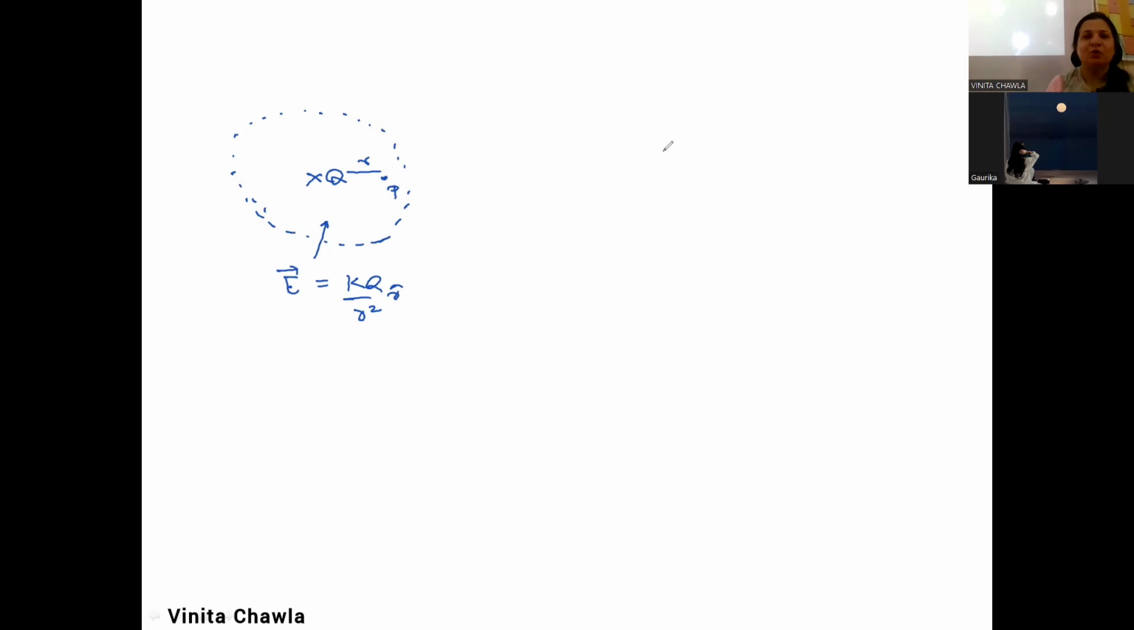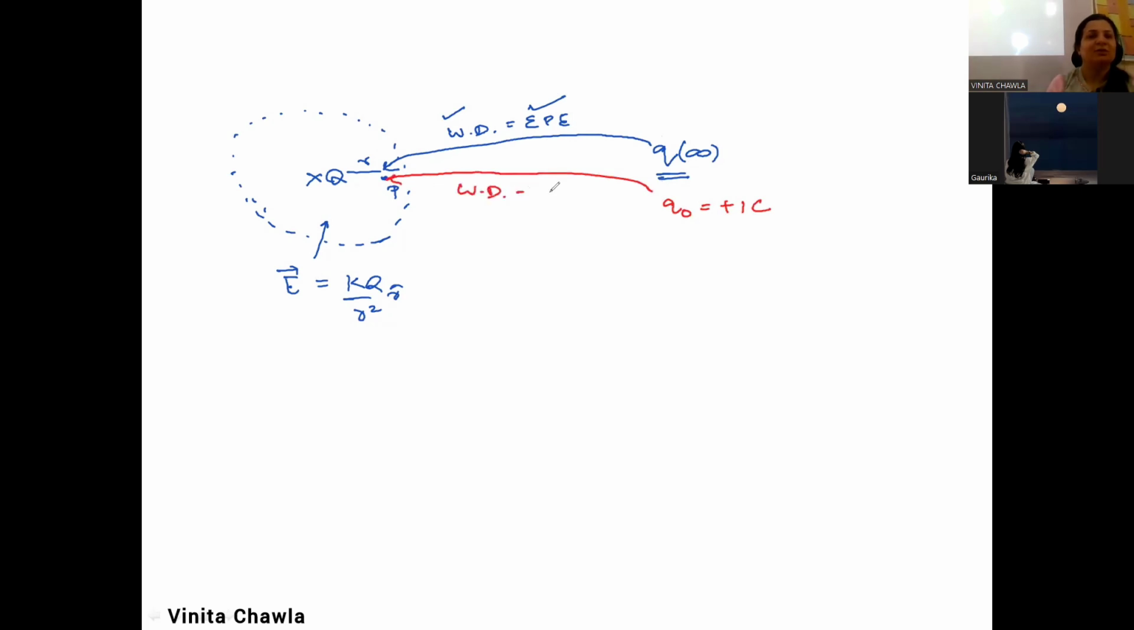Okay, and we have a small charge here at infinity. The work done in moving this charge from infinity to this point P is equal to the electrostatic potential energy. Okay, so if we have this charge, we are talking about the charge, not the amount of charge, then it is electrostatic potential energy. But if we say that we have a unit positive charge, then the work done in bringing the unit positive charge from infinity to that point P is electrostatic potential. This is how we differentiate.